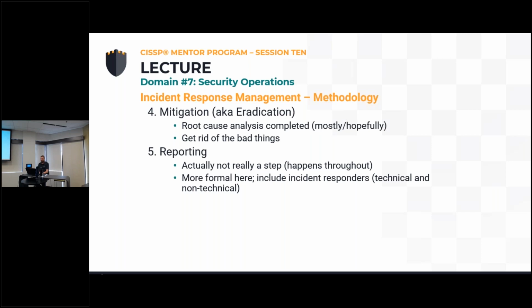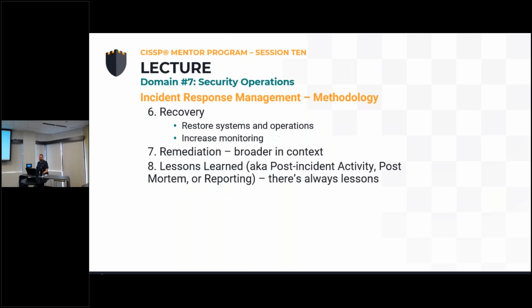Yeah, the reporting, not really a step. It should happen throughout the entire process. But here's where you have that formal piece. All right, at this point, here is a report on what we found, where we're at, what's been done, what are the next steps. So it's more that formal portion of it.